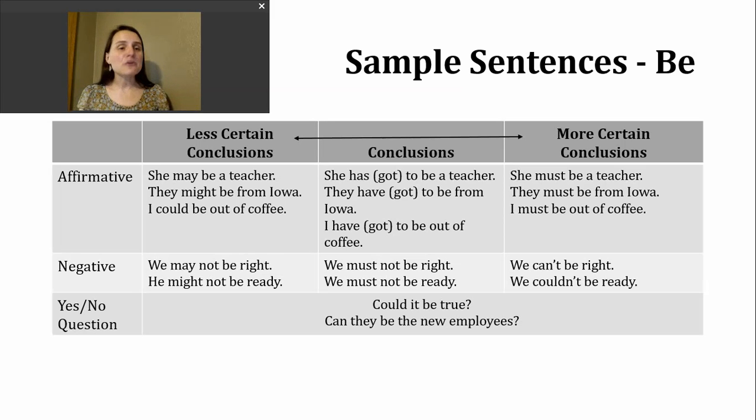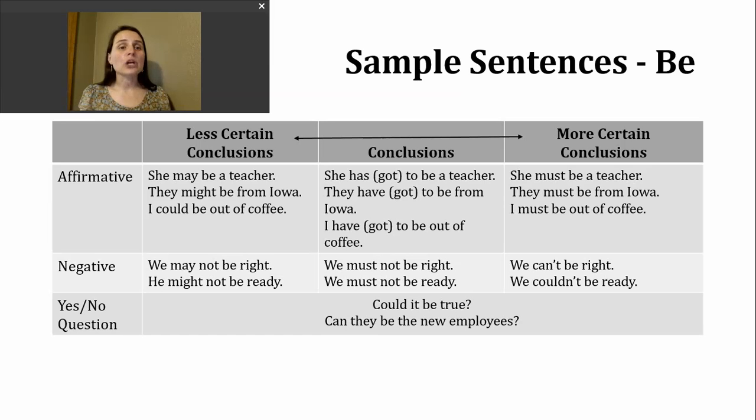Okay? If you feel extremely confident in your conclusion, you can use the modal must and then the base verb. So I've taken, again, these same sentences, but now I am almost 100% sure that I am correct with these statements. She must be a teacher. They must be from Iowa. I must be out of coffee because I can't find any. Okay? Now let's switch to negative.